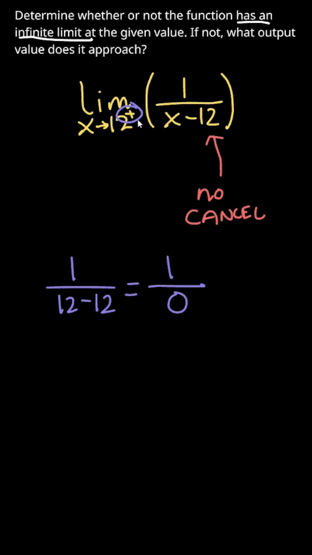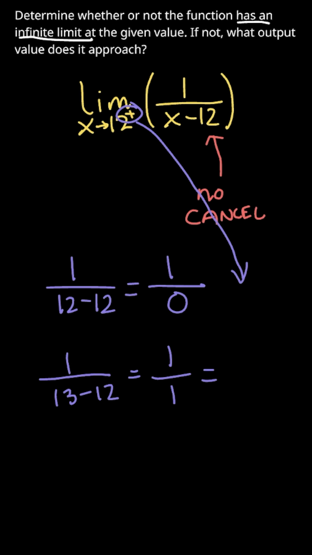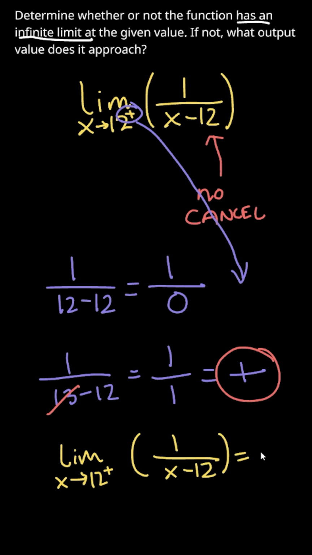But since it says from the right, that means we're using numbers bigger than 12. So if we used 13 minus 12 instead, that would be 1 over 1, which means that the answer is positive. And so even though we weren't using 13 as our x, it does give us an important piece of context in that it goes positive. So therefore, the limit as x approaches 12 from the right of our function equals positive infinity. Therefore, this is an infinite limit.